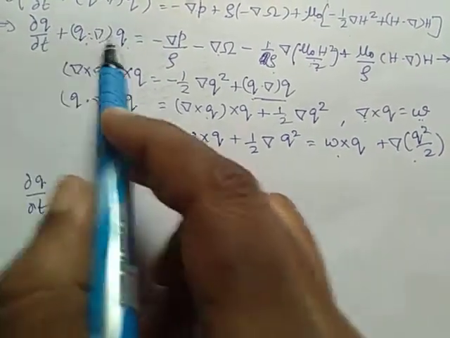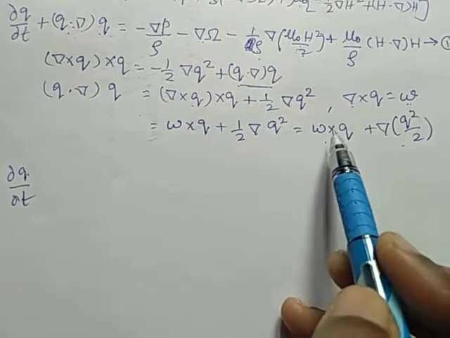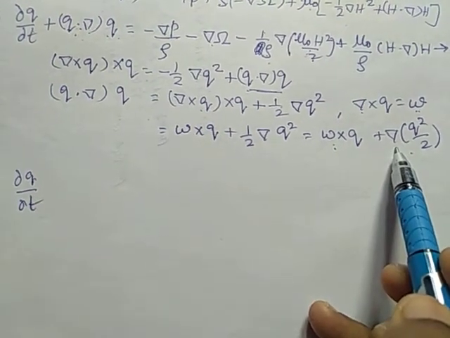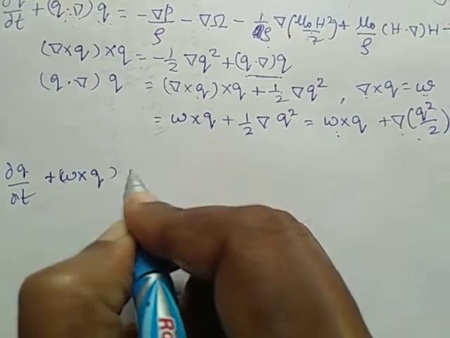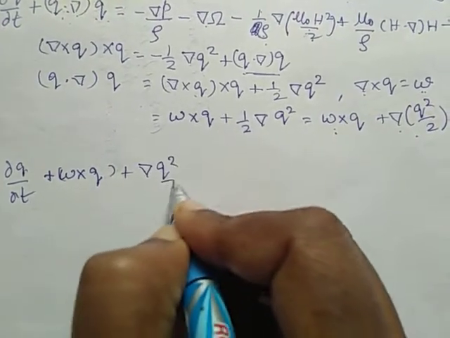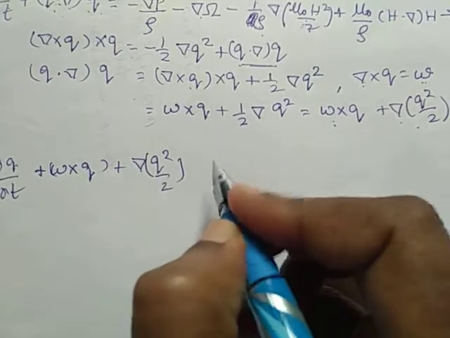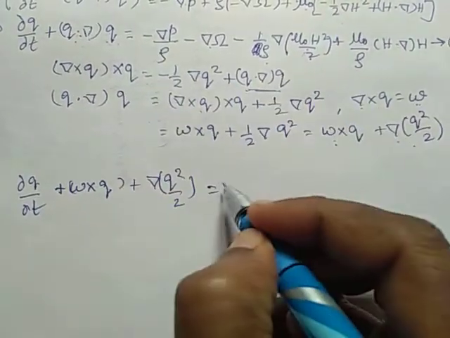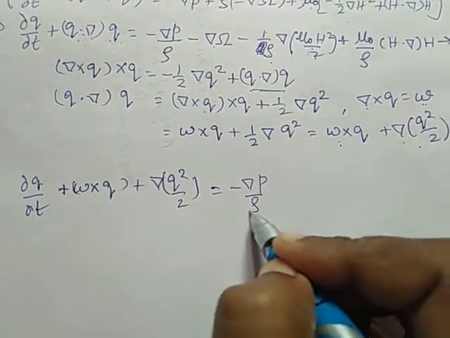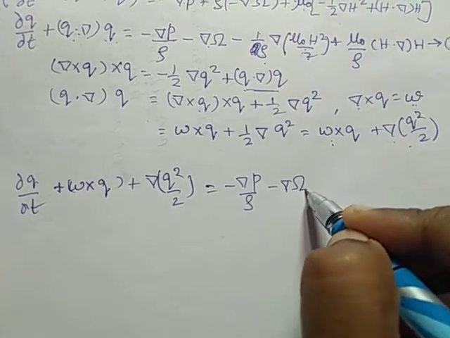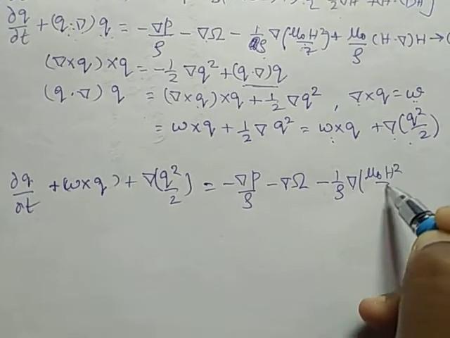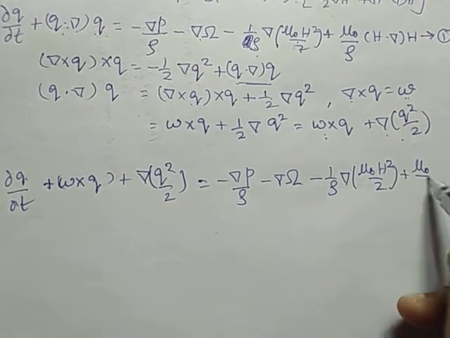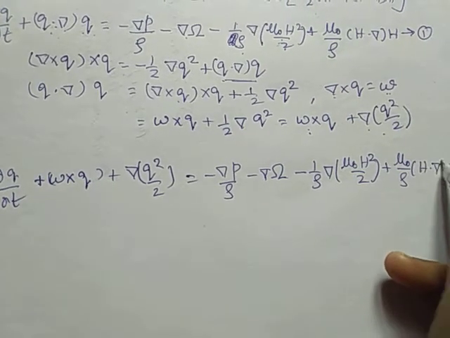First term remains as it is. Q dot del q is omega cross q plus del q square by 2. So I'll just write it as omega cross q plus del q square by 2, and RHS remains as it is, minus del p by rho minus del omega minus 1 by rho del mu naught h square by 2 plus mu naught by rho h dot del h.